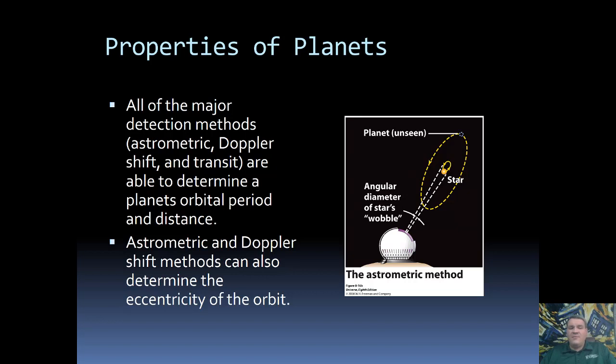So all of the three major methods, again, that's astrometric, Doppler shift, and transit methods, are able to determine the planet's orbital period and distance. From the period, we can tell how long it takes for it to go around, okay? And then from that, we can use Kepler's laws, which tell us the distance of the planet from the star. The astrometric and Doppler shift methods can also figure out the eccentricity of that planet's orbit.